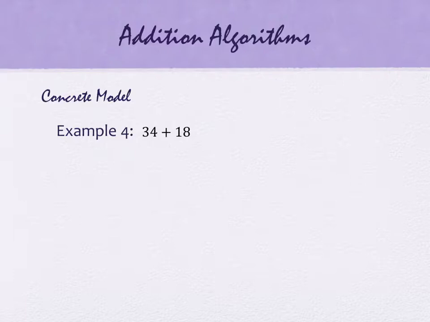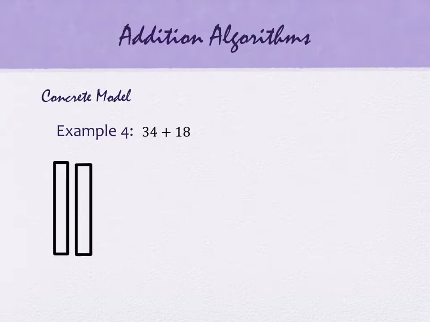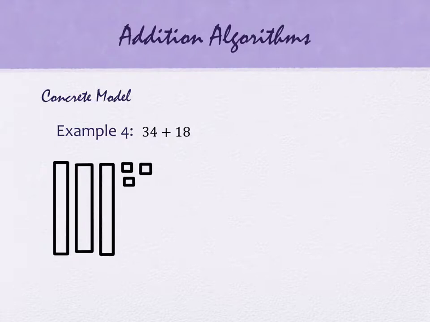So the concrete model says if I have the number 34, what I could do instead is consider that as 3 longs. My longs are not perfect, so yours don't need to be either. And 4 units. Okay, so this is concretely taking 34. And then concretely taking the 1 long and the 8 units.